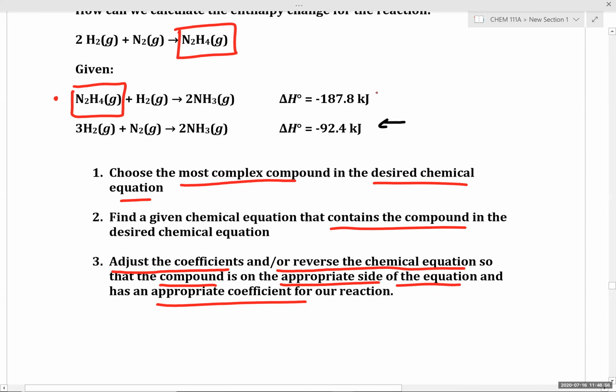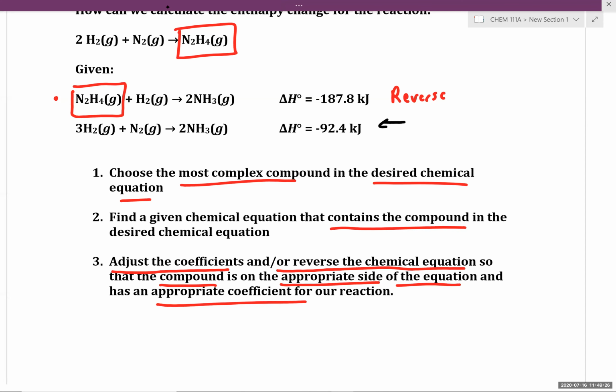So then, what do I have to do to this reaction? Do I have to flip it? Do I have to change the coefficients? Do I have to reverse it, or do I have to change the coefficients? Ah, you're one step ahead. Yes, we will have to multiply our enthalpy by -1 because we are going to reverse this reaction.